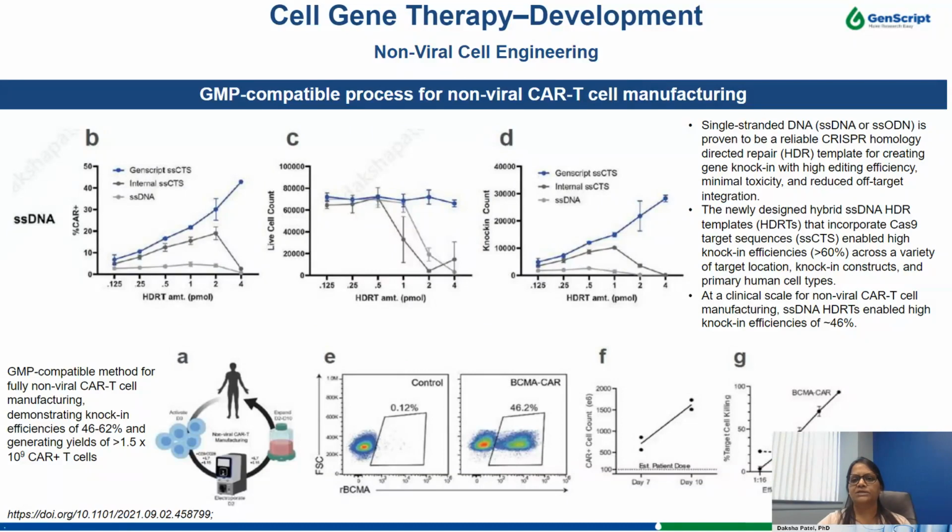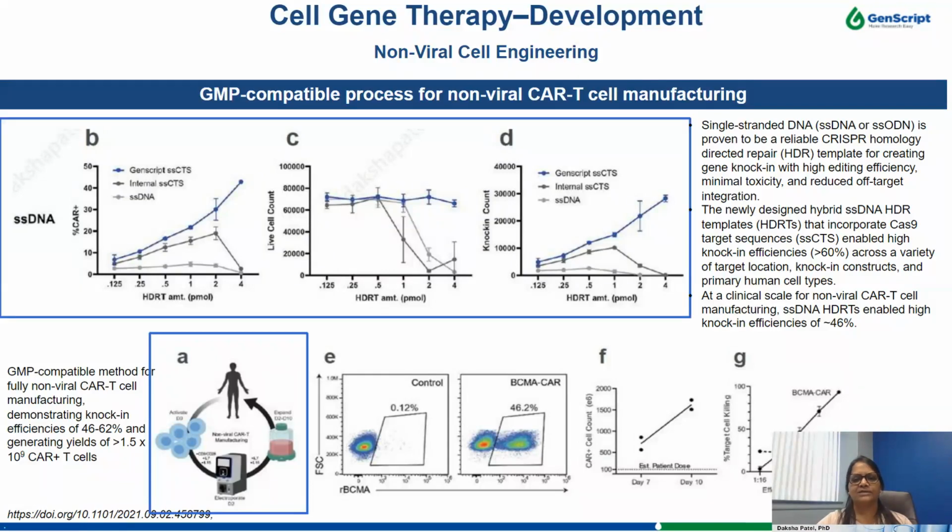Figure A represents the diagram of the non-viral CAR T cell manufacturing process they used, and the result shows that GenScript ssCTC consistently performs better compared to the lab-generated ssCTC and ssDNA, which is represented in figures B, C, and D. And the knockout efficiency with GenScript ssCTC via electroporation without enhancer can reach up to 46% at clinical scale.